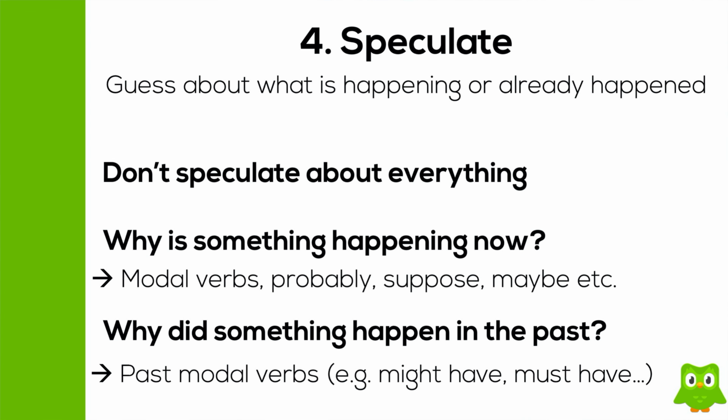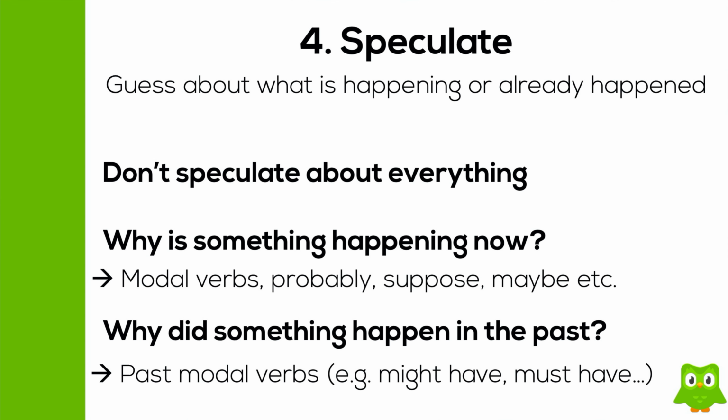So firstly, don't speculate about everything. Again, just speculate about the most important parts of the picture. So you want to ask two questions. Why is something happening now? The grammar you can use to speculate about now, the present, you could use modal verbs, might, may, could, must, etc. Also, you can use probably or I suppose. The most common one is just maybe. But I recommend you use one of the previous ones first, because maybe is a very high frequency word.